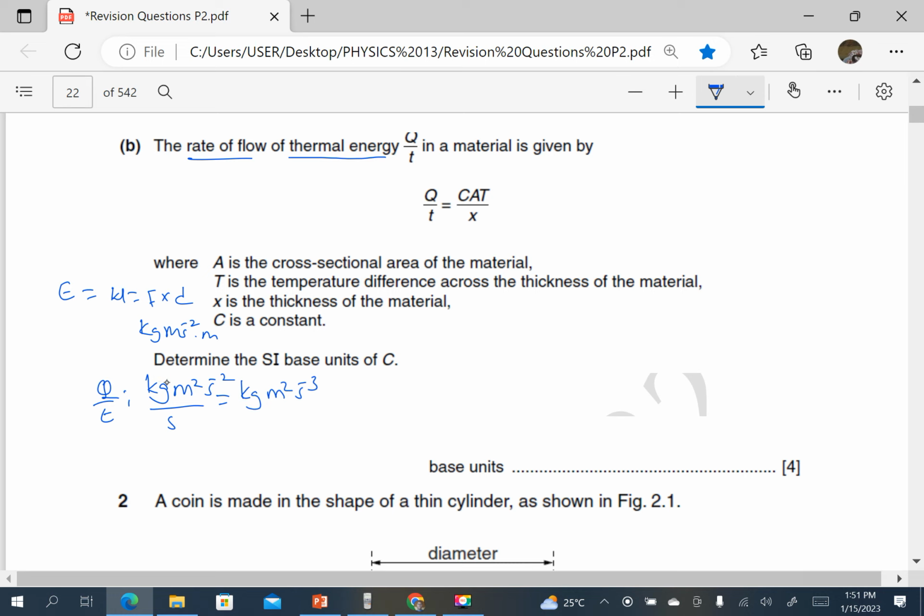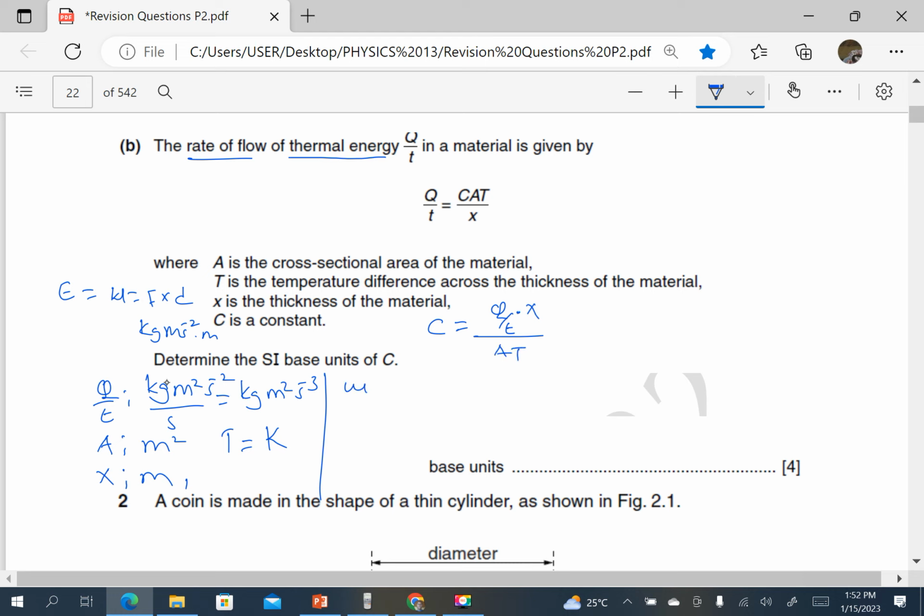And then we have area, that is meters squared. We have x, thickness, that is meters. Then we have T, temperature, that is in Kelvin. I think that is all. So we make C the subject. Making C the subject, I'll simply say that C is equal to Q over T multiplied by X divided by A times T.